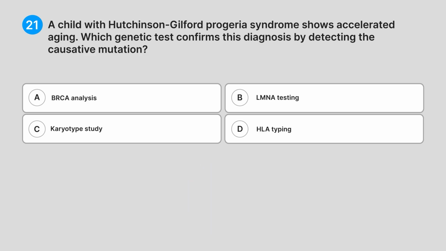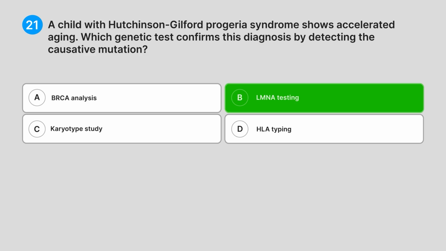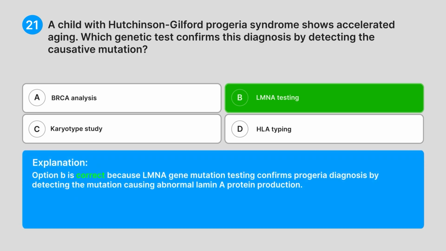Correct answer, B. LMNA testing. Explanation: option B is correct because LMNA gene mutation testing confirms progeria diagnosis by detecting the mutation causing abnormal lamin A protein production.